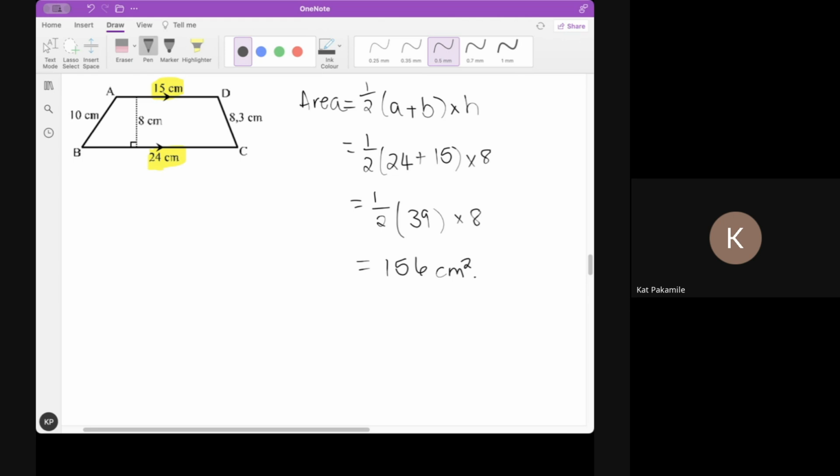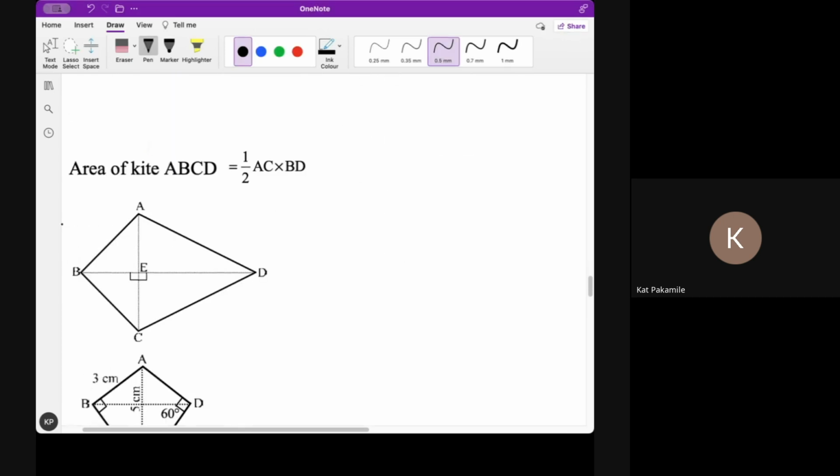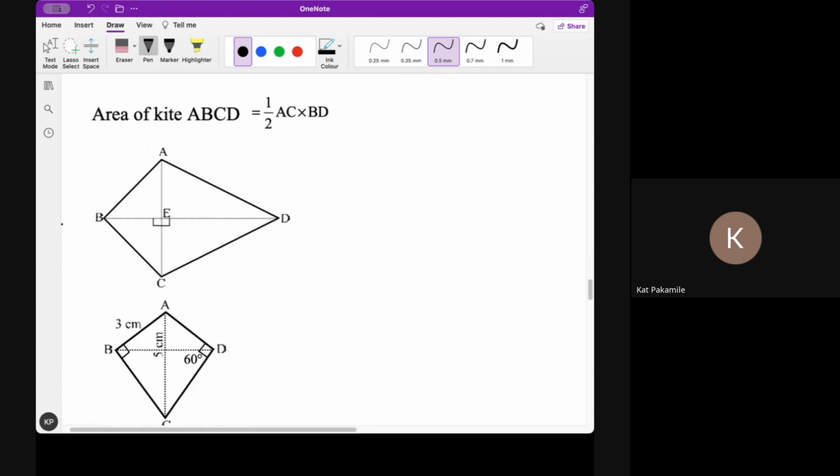Wonderful, wonderful. Okay, now I want us to look at the area of a kite. Woo, area of a kite. Hey bro, why not?